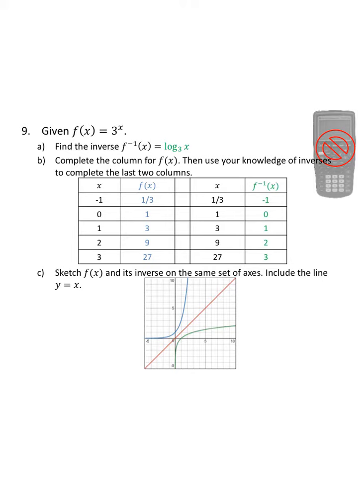You don't even have to have an equation for it. What was an x becomes a y. What was a y becomes an x. So we just flip those around.